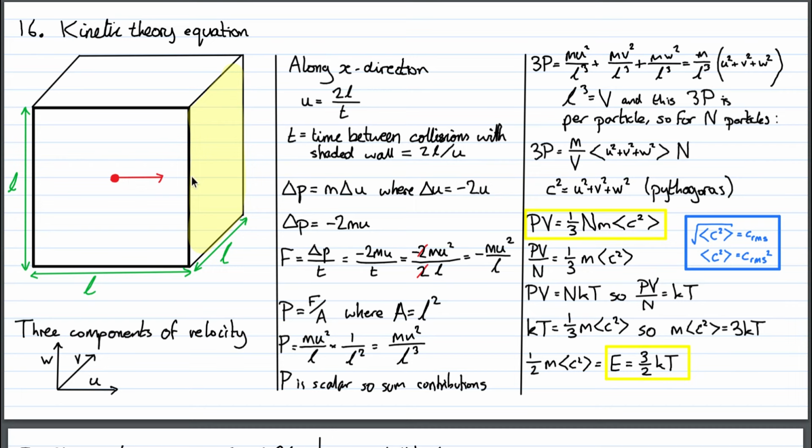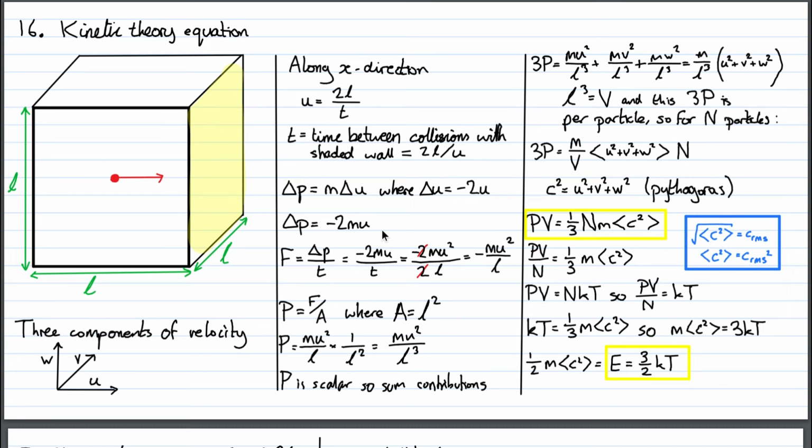The change of momentum of that particle, and I'm only looking at the component of the change of momentum in the x direction, is going to be the change in mass times u. Well, mass isn't changing, so mass times the change in u. The change in u is negative, it's minus, it's to the left, 2u. So the change in momentum is minus 2mu. Fine, no problem. Now the rate of change of momentum is the force.